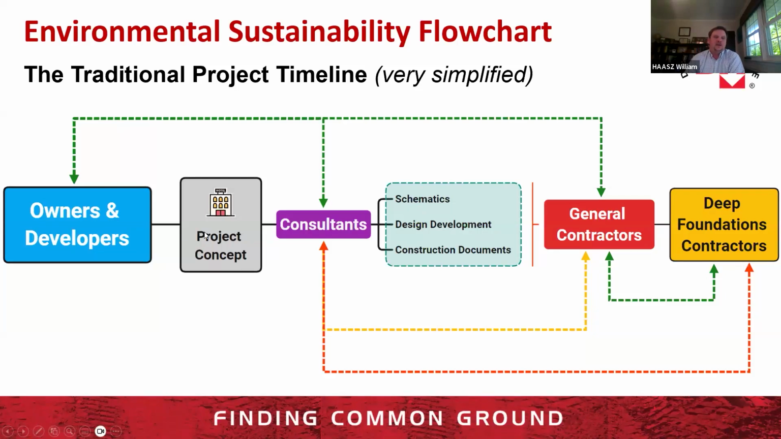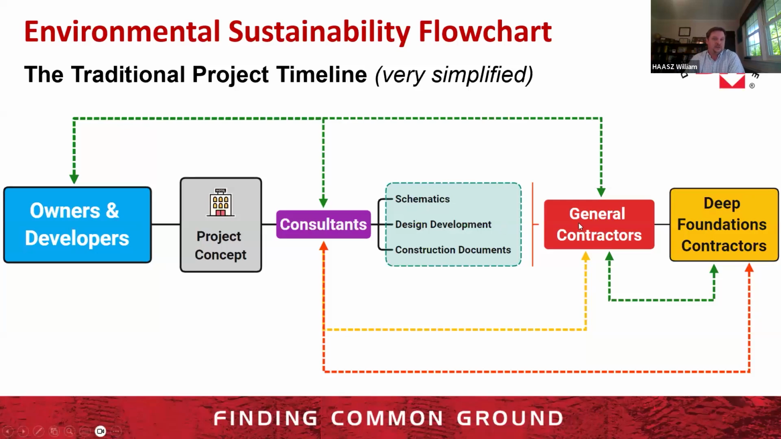And from there, it goes to consultants who then work with each other to come up with schematics, design development, and ultimately construction documents. And then it goes to general contractors. And then lastly, most of the time, the deep foundations contractors get involved. To symbolize the lines of communication here, you can see most of the time the green arrows at the top, right? There's pretty much mostly strong communication between owners and developers and consultants and general contractors.